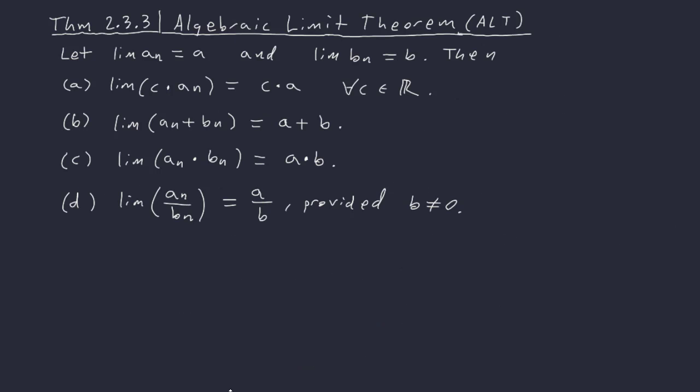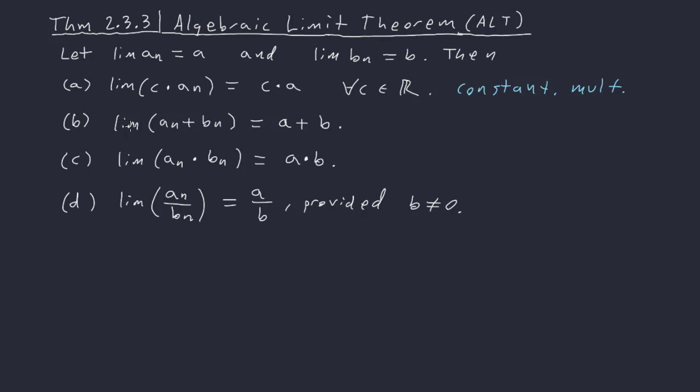Okay, so now we have everything we need to prove the algebraic limit theorem, which I abbreviate to the ALT, and this gives us everything we need to make proving limits a lot more straightforward. To start, let the limit of an go to A and the limit of bn go to B. Then part A: the limit of c times an is equal to c times A for all c in R. This is our constant multiplication rule, which says we can move the limit inside and just say c times the limit of an, which is A.